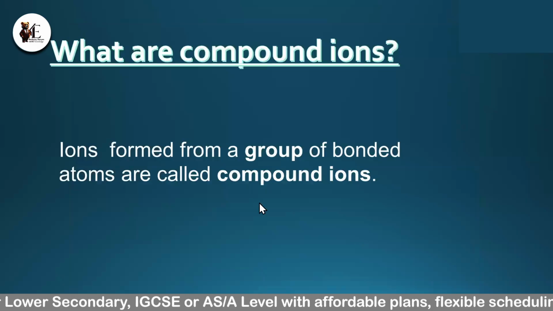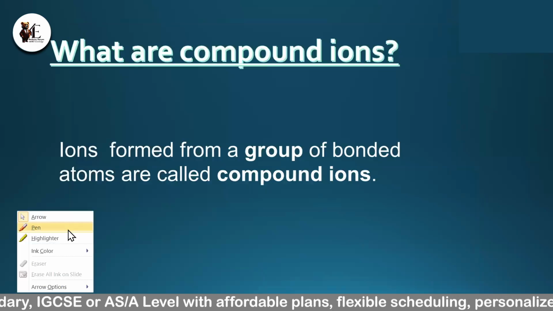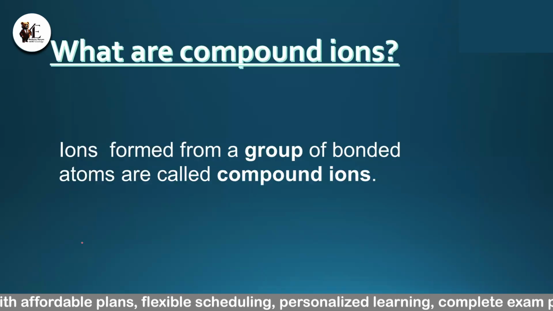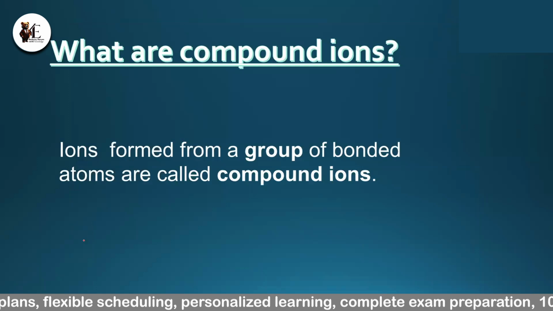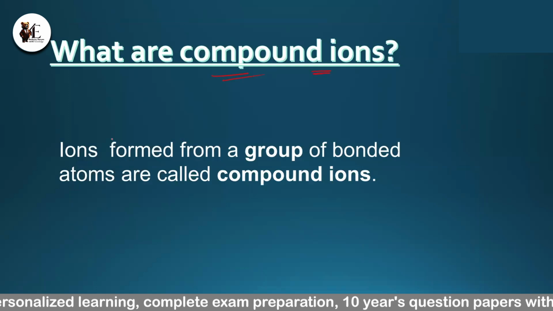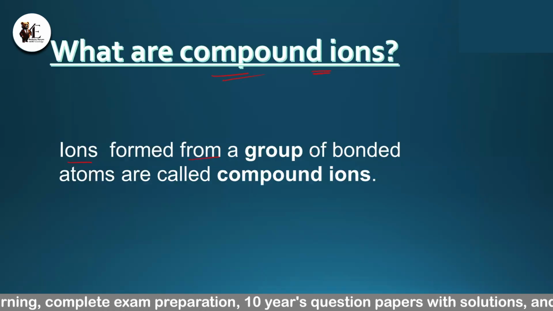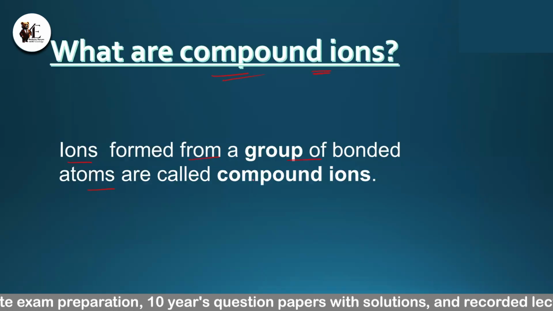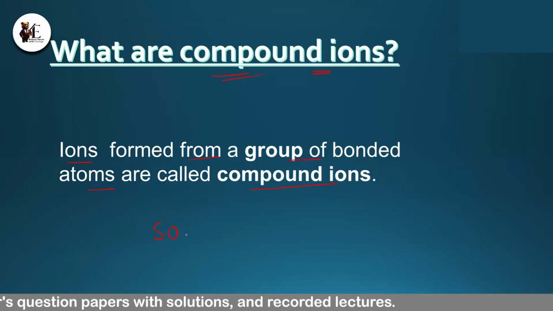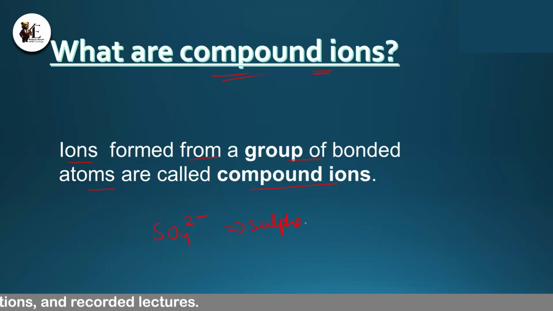Okay, so next topic is what are compound ions? We know what are ions, right? Ions are atoms with charge. When an atom loses or gains electron, they become ion, right? But what are compound ions? So ions which are formed from a group of bonded atoms are called compound ions. For example, if I write sulfate ion, SO4 2 minus, this is known as sulfate ion. So this is an ion which is formed from sulfur and oxygen.